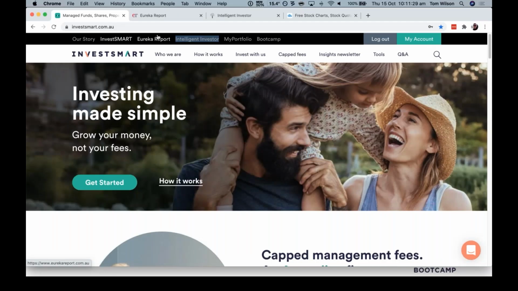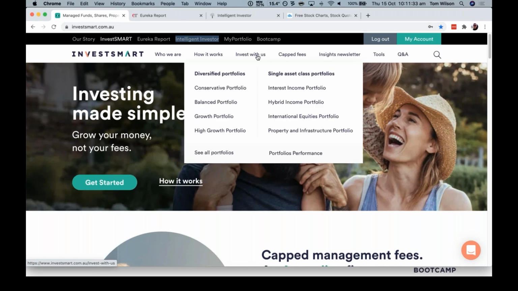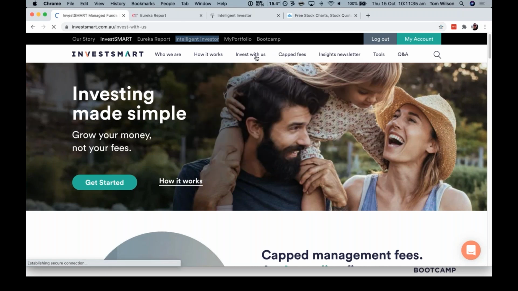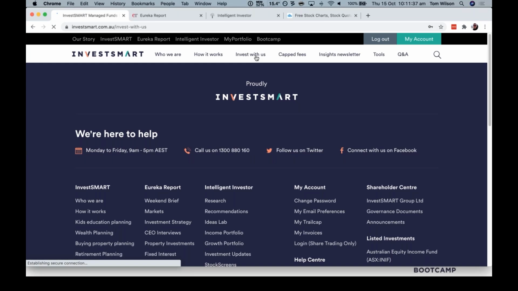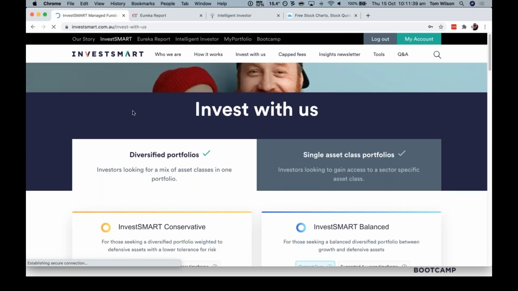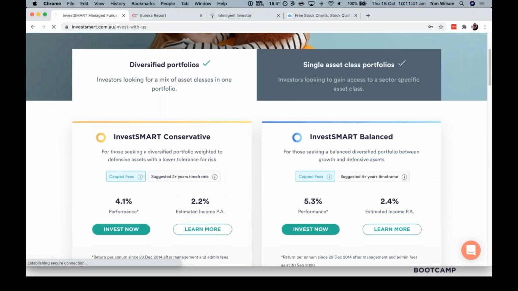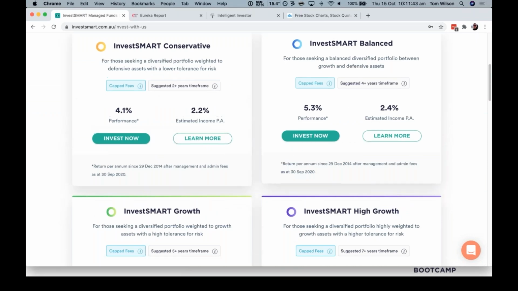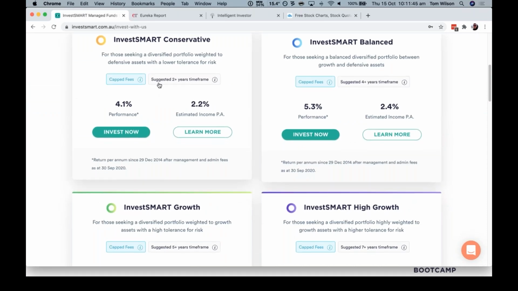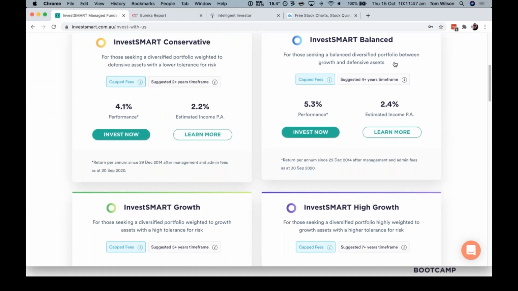So on the investsmart.com.au website, you've got the Invest with Us. And if I click on that, it'll take me to the page where it shows us our diversified portfolios. And there's 4 off-the-shelf options. And you can see the time frames there, the name. So balance was what I was looking at before.